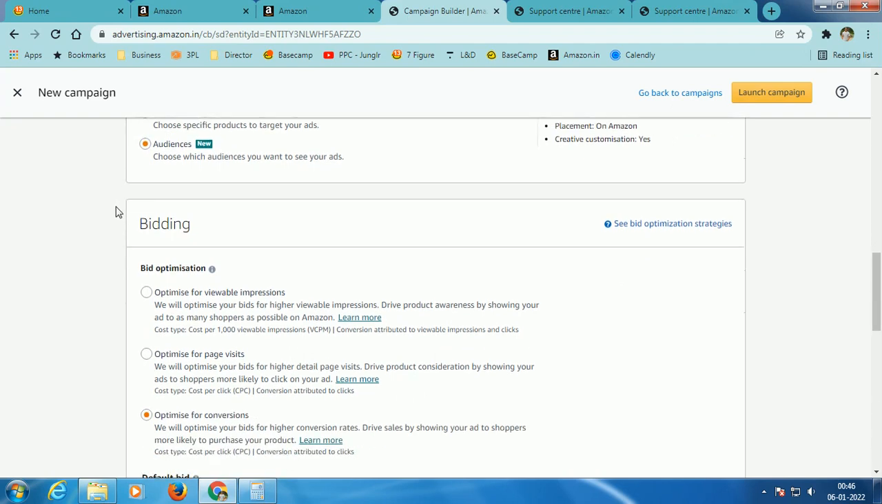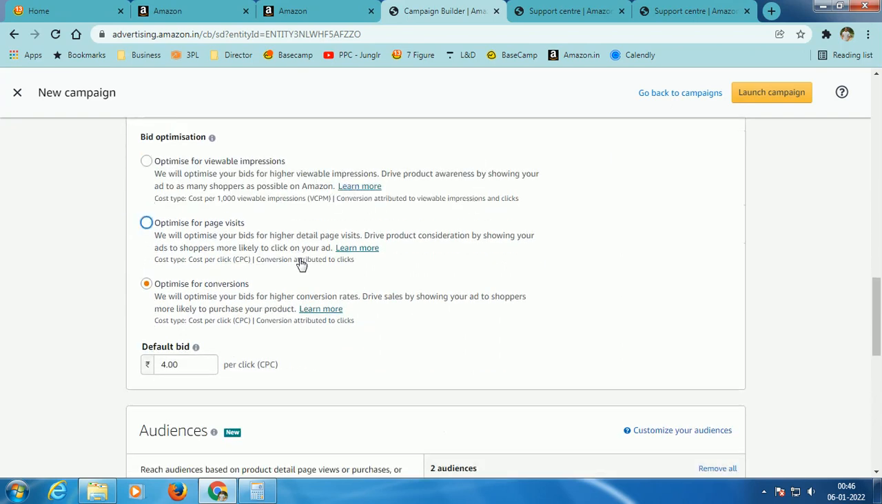When you select audiences, there are three different bid optimization strategies here. For the ease of understanding, let's not get into specifics. Let's just choose optimize for conversions, because we are more focused on conversions. Only when there is a conversion do we make a sale, and only then is there some profit. For the time being, let's choose optimize for conversions.